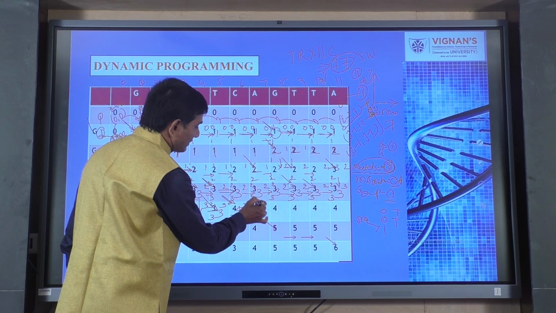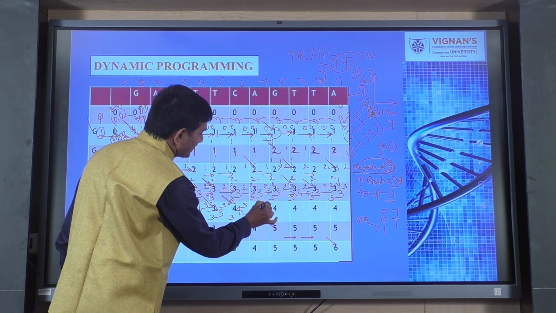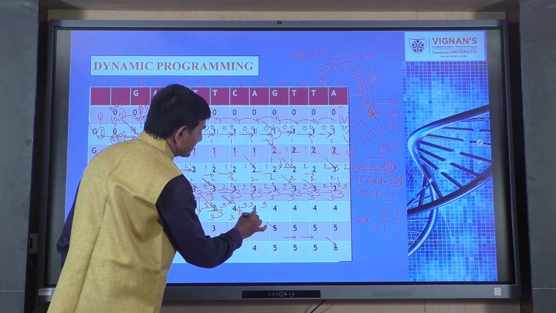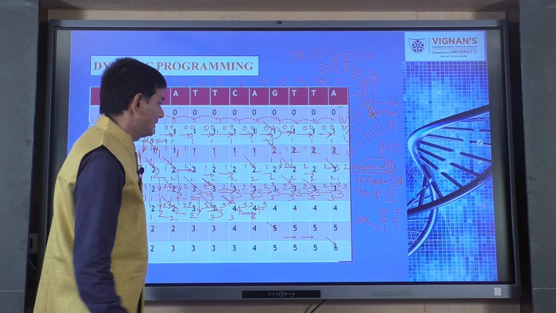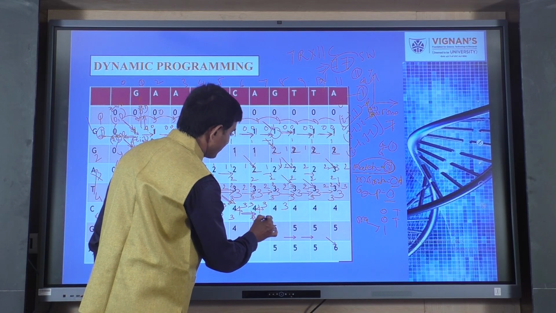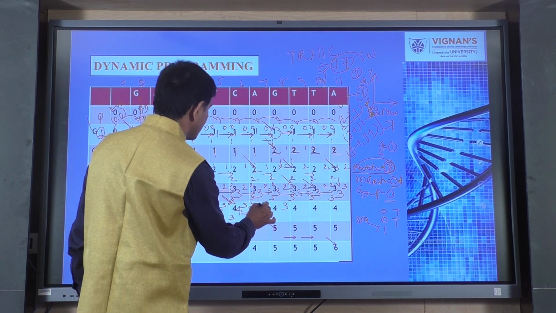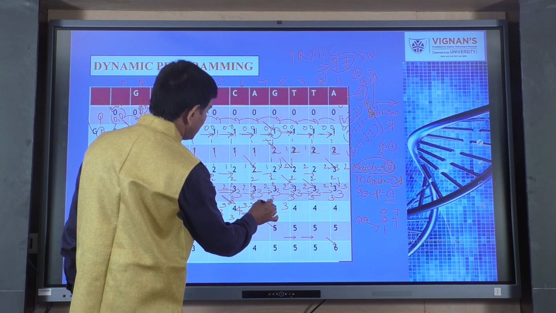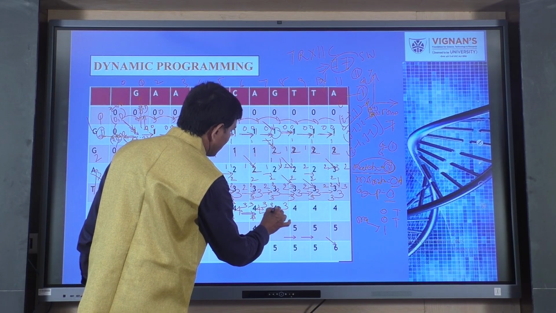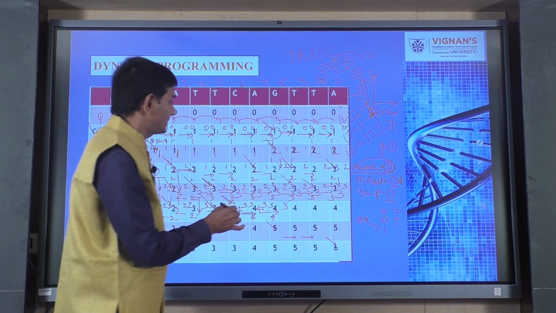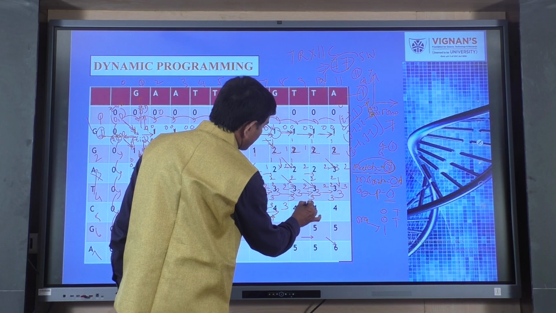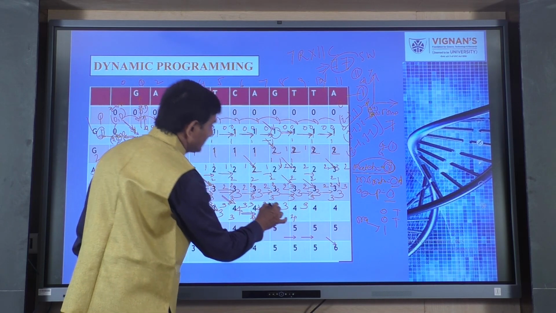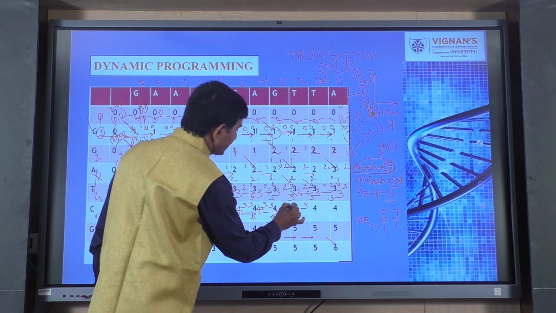Same is the case with respect to this cell: change in row is 3, change in column is 3, change in row and column is 4. So, the maximum value is 4. For this one, change in row is 3, change in column is 4, change in both row and column is 3. So, positive value of 4, the maximum value, is obtained from change in column. Same is the case with respect to this box: change in row is 3, change in column is 4, change in both row and column it is 3.